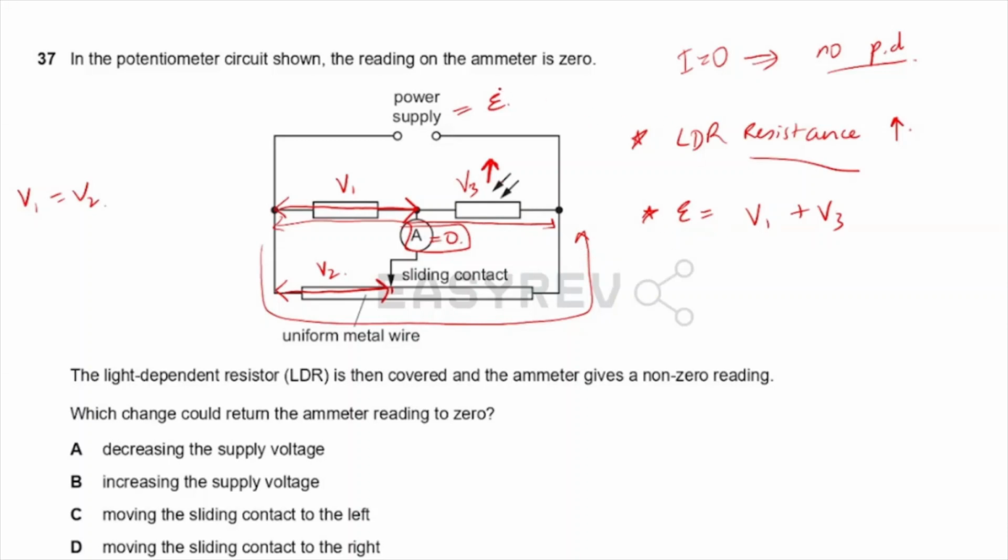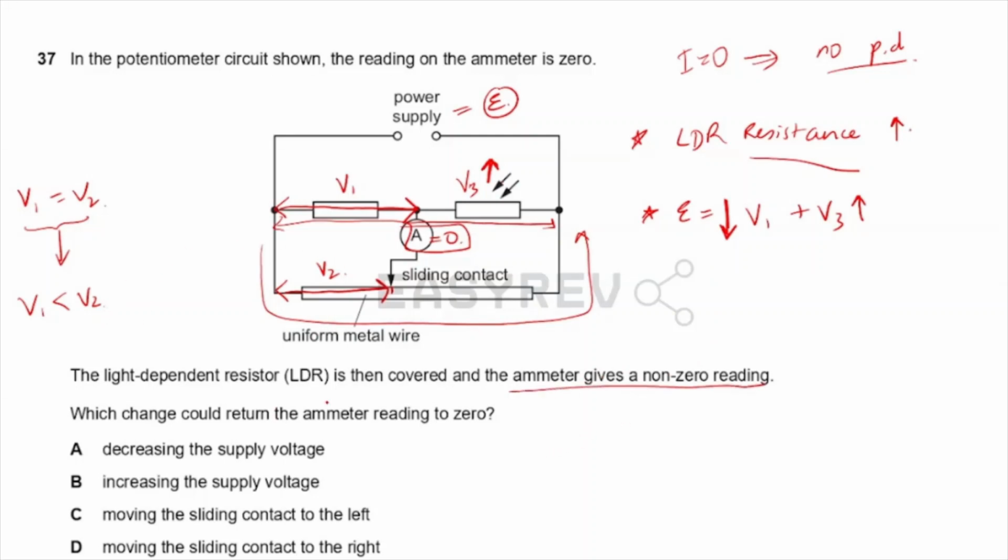So the sum isn't changing when you're covering the LDR, right? Because the power supply is still the same. So if V3 has increased due to the increase of the LDR's own resistance, V1 has to definitely decrease. So now V1 has gone to a smaller value than before. So the equality that was there before is now this. And it's because of this difference between the two that now there's a current that is definitely flowing.